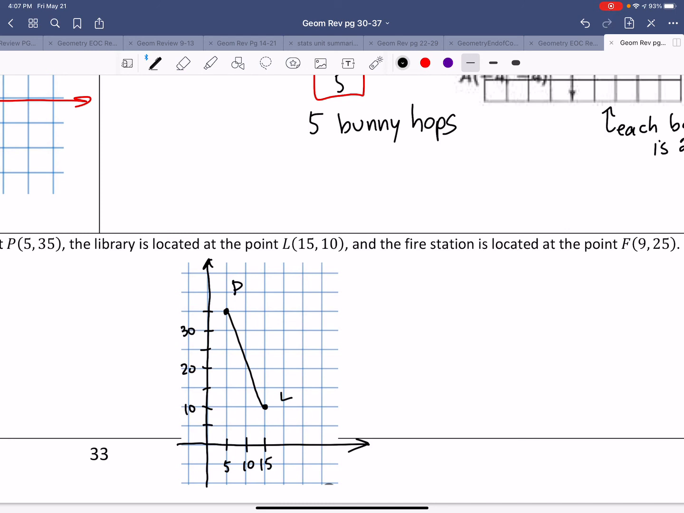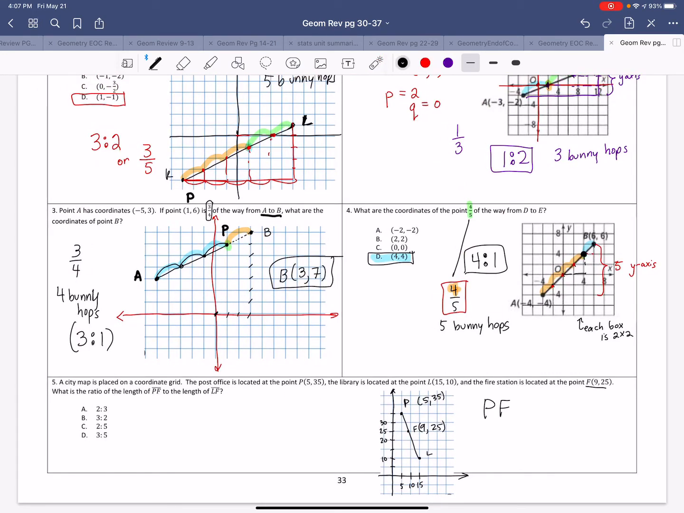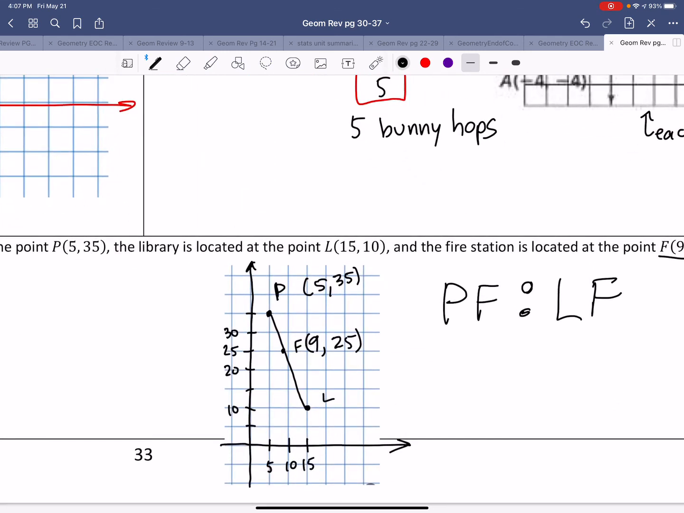And then it says L is somewhere along the way to the fire station, F, at the coordinate 9, 25. So this is 25, right? And this is F, the fire station. Notice here, each of our coordinates is vertically in 5s. This can be cut into 5s: 5, 10, 15, 20, 25. And if I started at the post office, what is the ratio P to F and L to F? I think it looks like 2 bunny hops with 3 equal bunny hops left to go.